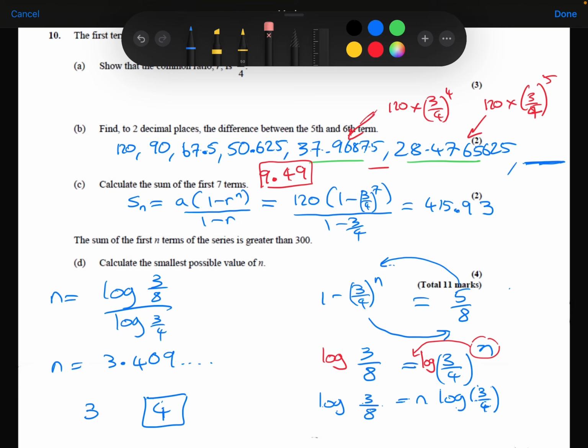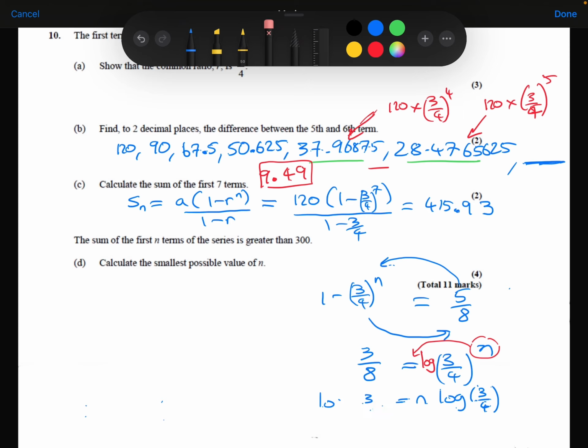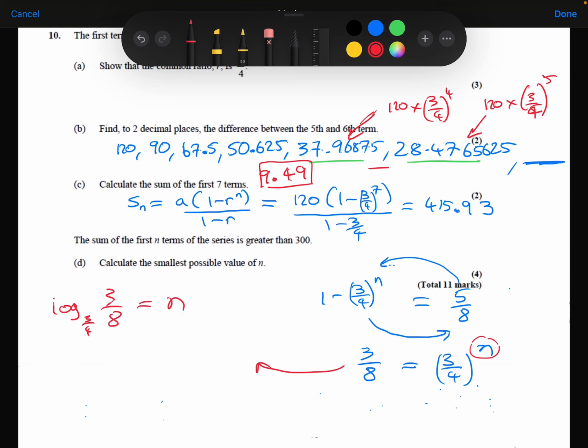Now I did this by doing log base 10. A slightly different way you could have decided to do this is rather than log base 10, you could have done log base 3/4. So just to show you that quickly, you could have done log base 3/4 of both sides. And that would also give you the 3.4. And then again, you can say that n is going to be 4 because the sum has to be bigger than 300.